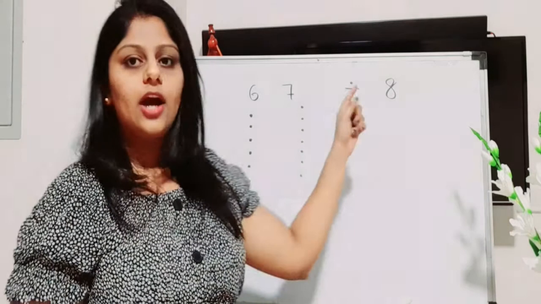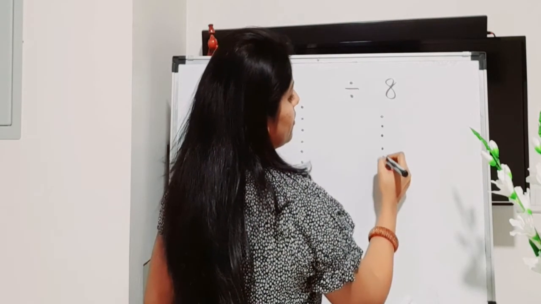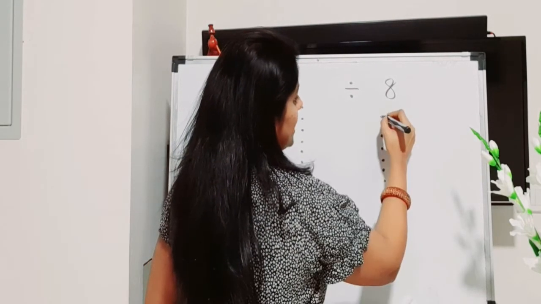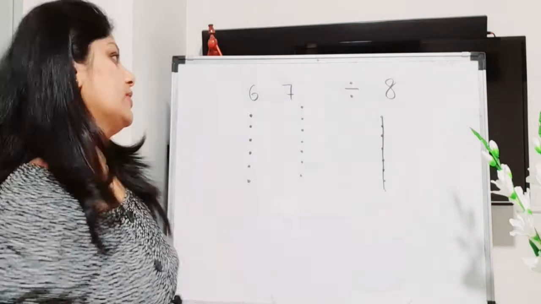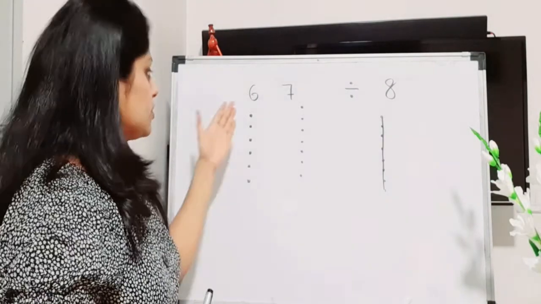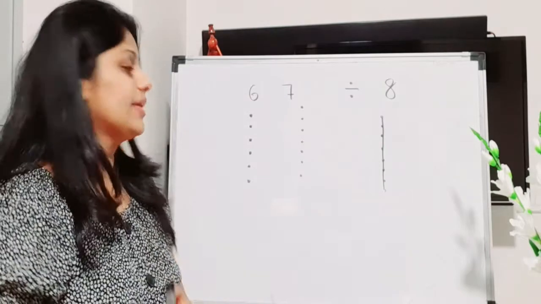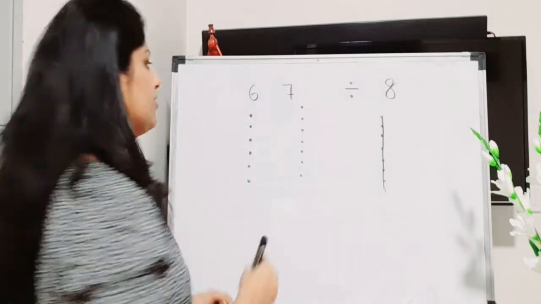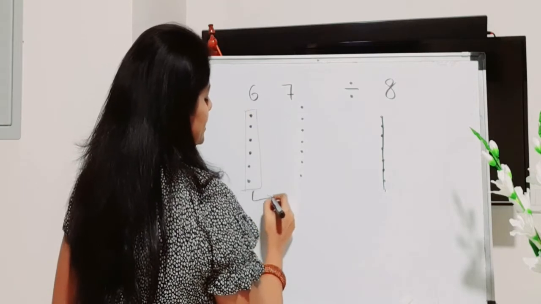Okay, and how many dots do we have to group? 1, 2, 3, 4, 5, 6, 7, 8. So 8 dots together have to be grouped. So in each column we should have 8 dots, correct? This is the same as the previous question. We have only 6 dots. Whatever we do, can we make 6 as 8? No. Therefore all these 6 have to be shifted where? Yes, to the next column.